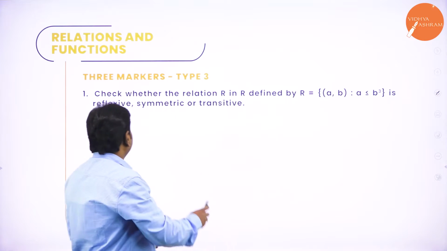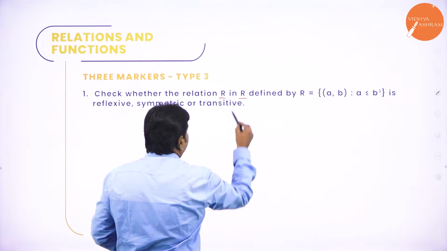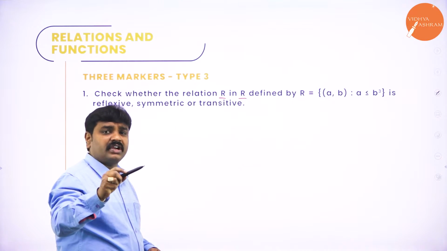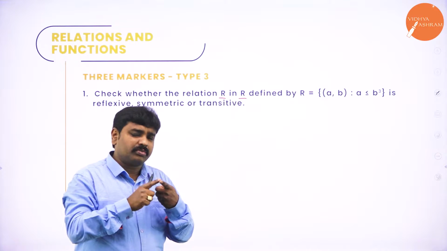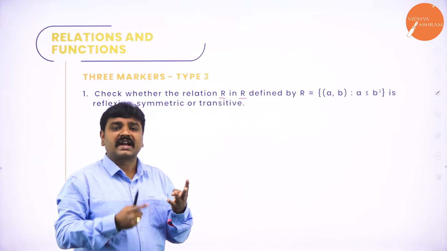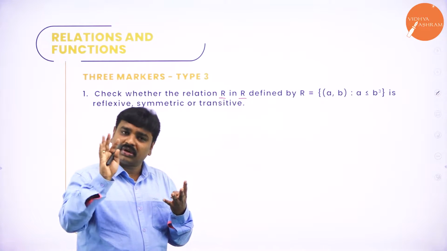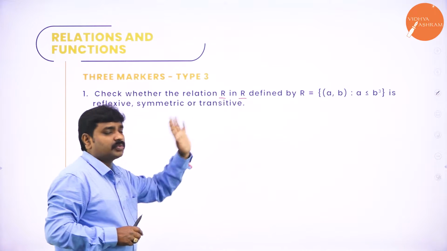So they told check whether the relation on R in R. R in R means relation is defined on real numbers. All of you know what are real numbers. Positive numbers are real numbers, natural numbers are real numbers, whole numbers are real numbers, rational numbers, numbers of the form P by Q are also real numbers. And if you have knowledge on real numbers, this problem is simple.